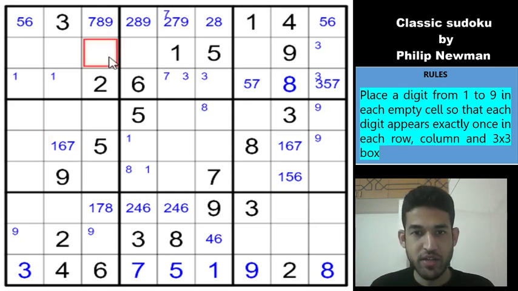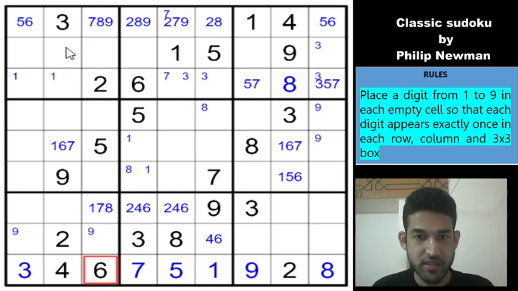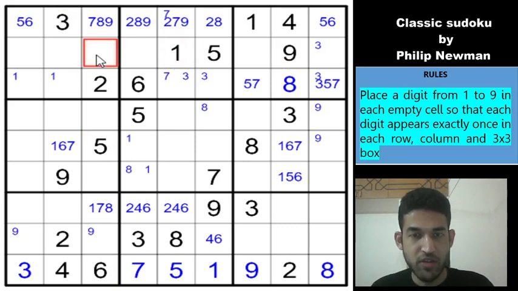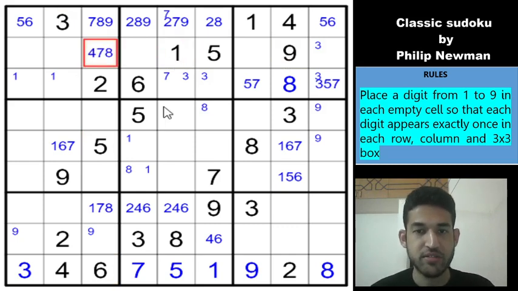So if I look at this cell, it can't be 2 5 6, it cannot be 1 3 9. So this can only be 4 7 and 8, right?